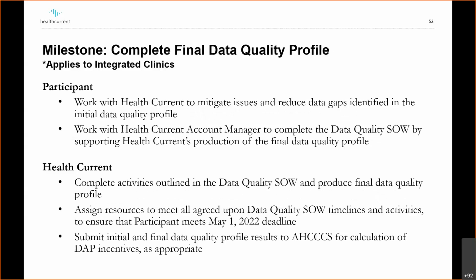Next slide. And then complete final data quality profile. So work with Health Current to mitigate issues and reduce data gaps. Work with your Health Current account manager to complete that data quality scope of work by supporting Health Current's production of the final data quality profile. From Health Current's perspective, we will help you complete the activities outlined in the data quality scope of work, assign resources agreed upon in that scope of work, and the timelines and activities to ensure that you meet that May 1st, 2022 deadline. And then Health Current will also submit initial and final data quality profile results to Access for calculation of the DAP incentives.